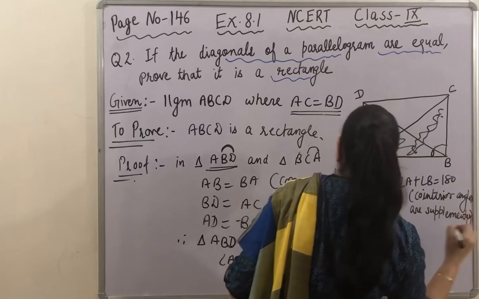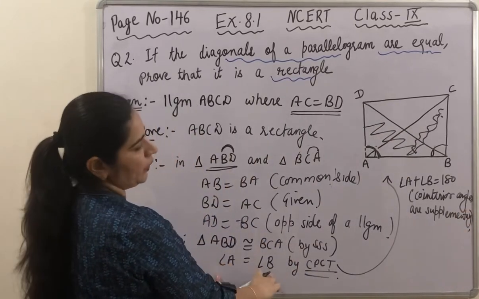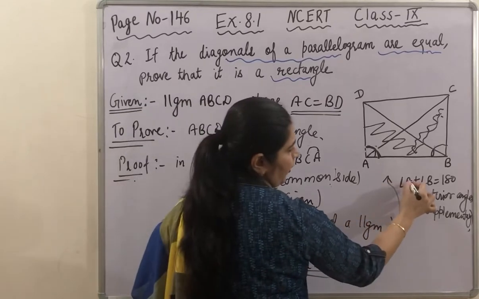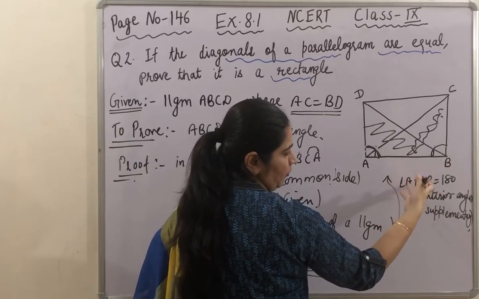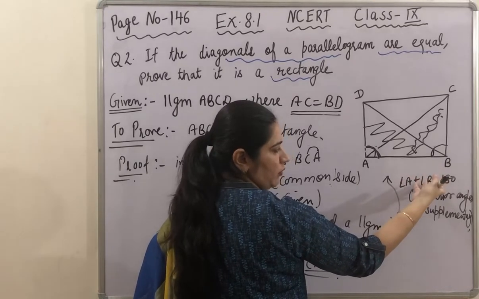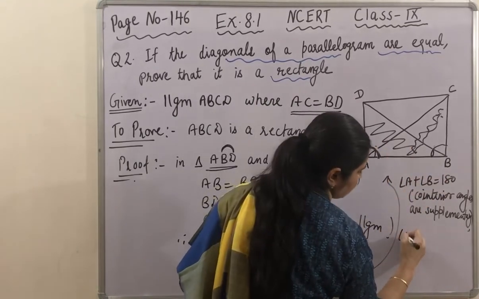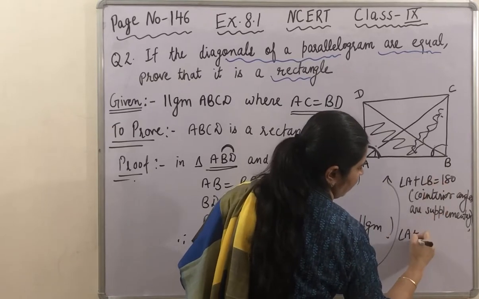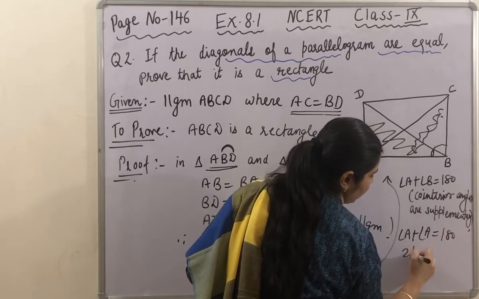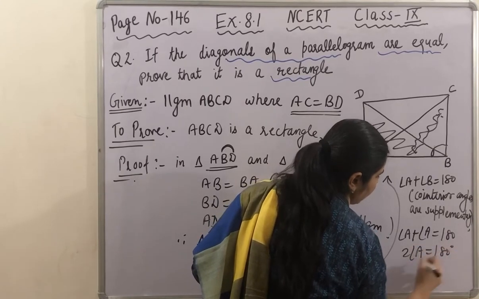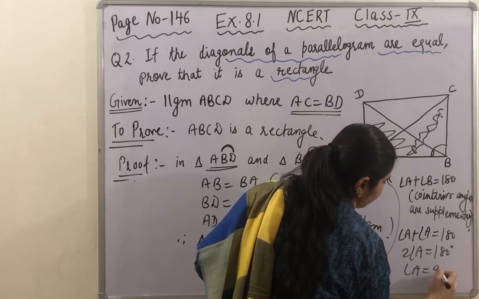And here we have proved angle A is equal to angle B. Instead of A I can write B, or instead of B I can write A. It's up to us only. Here I am taking, in place of B I am writing here A. Therefore twice of A is equal to 180 degree. A is equal to 90 degree.